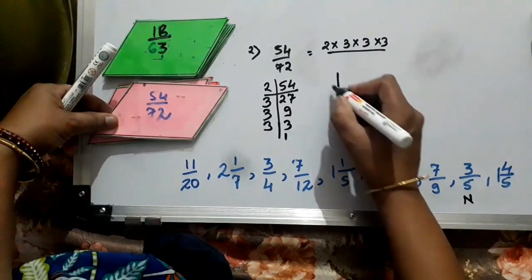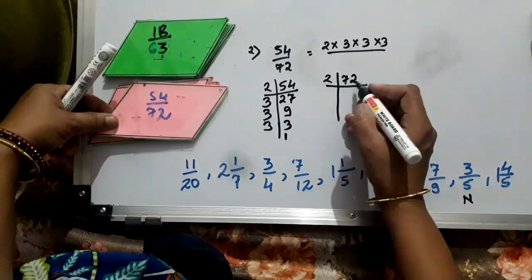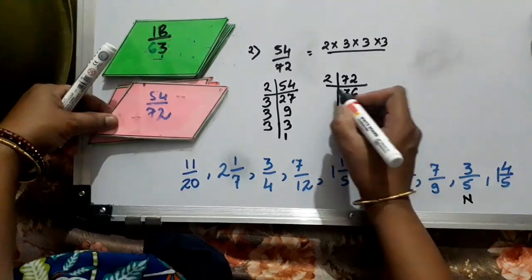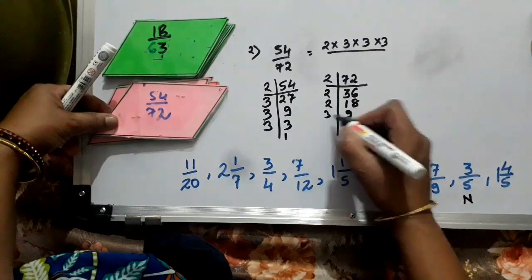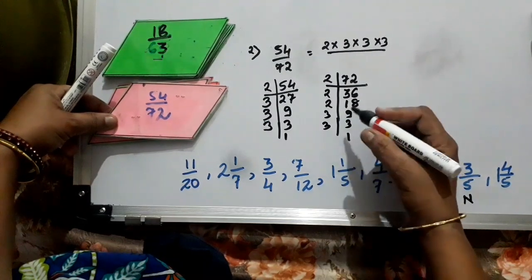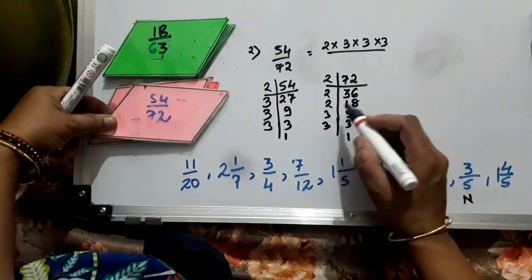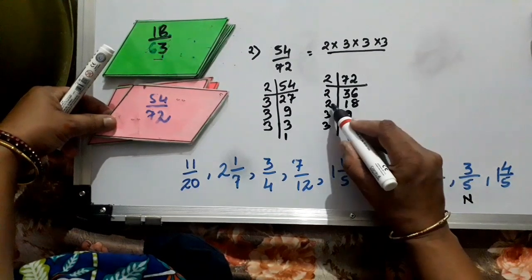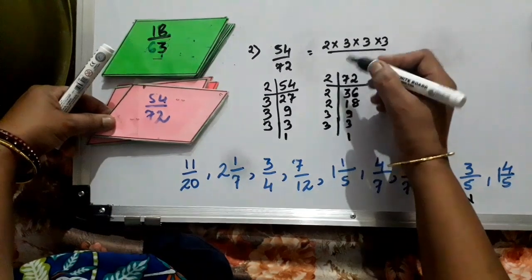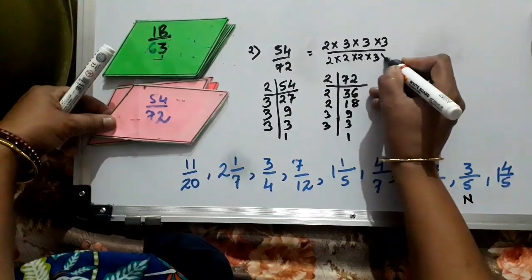And now let's start with 72. Even number, so it's divisible by 2. 2 36s are 72, 2 18s are 36, 2 9s are 18, 3 3s are 9 and 3 1s are 3. Here see, I have written only prime numbers. Even if the number is divisible by 9, you cannot write 9 over here because 9 is a composite number. So for 72 we got 2 into 2 into 2 into 3 into 3.